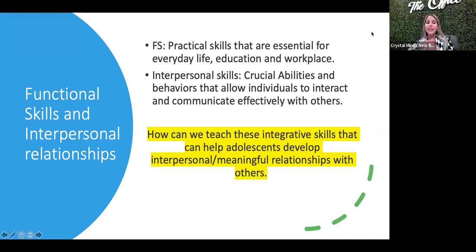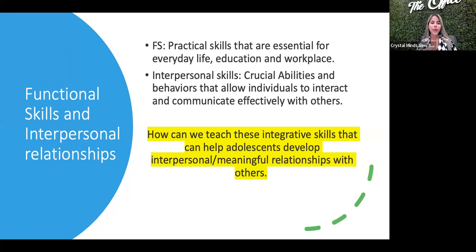So let's talk a little bit about functional skills and interpersonal skills. I wanted to define this because that's what we do as behavior analysts, right? We define things. But also because I feel like sometimes people get it mixed up. Like, what is a functional skill, right? So functional skills, this is just the definition, but I don't know, Miguel, if you want to chime in and give me some of your, I guess, more composed definition. But functional skills are practical skills that are essential for everyday life, education, and workplace.